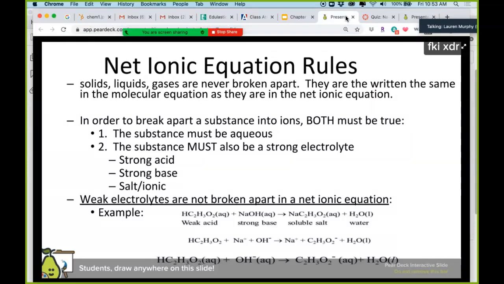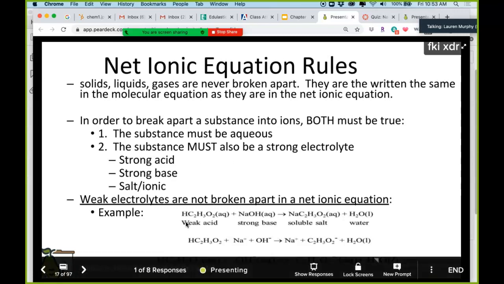So, net ionic equations. I know we just did a practice one with the hydrochloric acid and the sodium hydroxide. So, there are two rules now for net ionic equations. The one rule you already knew, anything that was aqueous you got to break apart. But technically, that's kind of a lie because if it's not a strong electrolyte, you don't get to break it apart. So, like acetic acid, I'm giving you down here, acetic acid is a weak acid. Yes, it's aqueous. You do not get to break that apart in a net ionic.